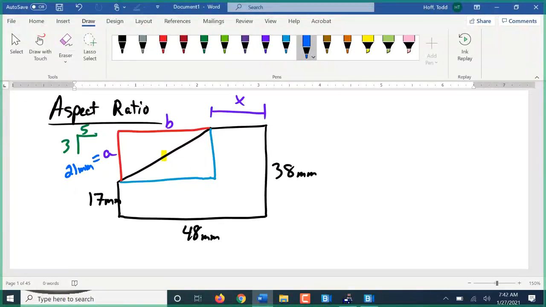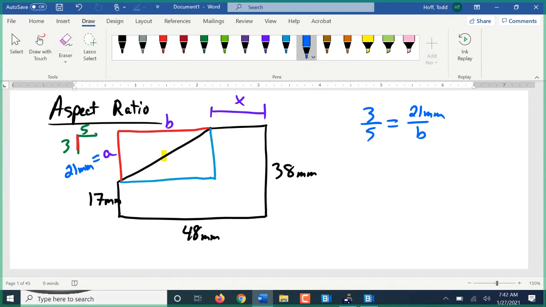Now that we have that dimension, look at our aspect ratio. Now I can put 3 to 5, 5 to 3, either one. Doesn't matter what order I put them in, as long as I'm consistent in both sides of my proportion. Is 3 the vertical or horizontal in that aspect ratio? Vertical. So A or B, which one of those is my vertical dimension? A, and we know that that's 21 millimeters.